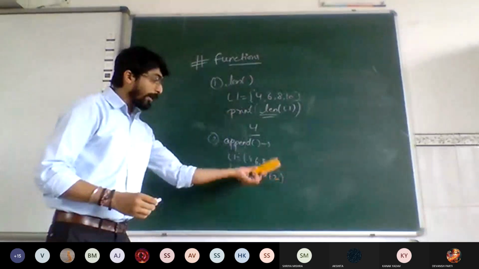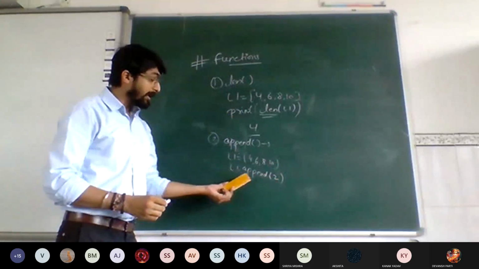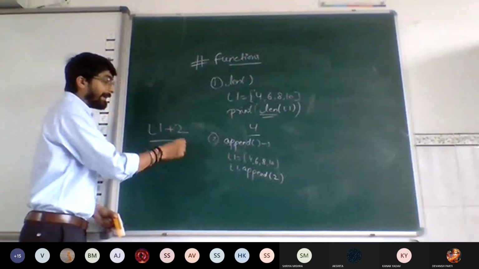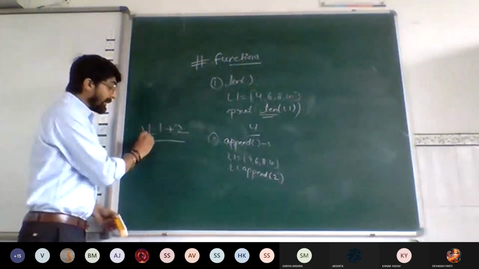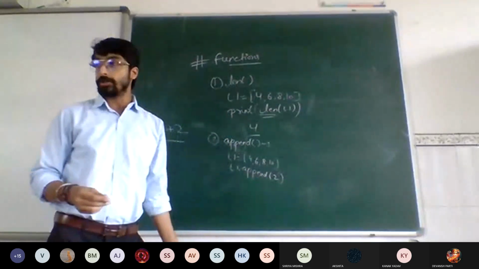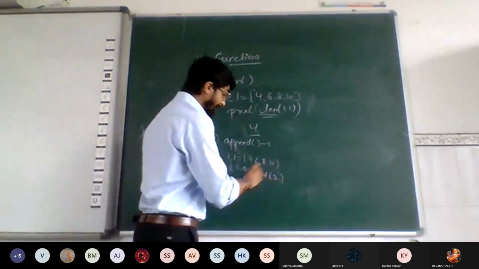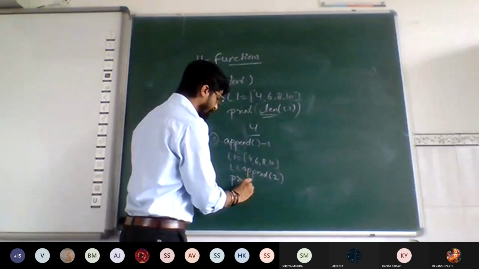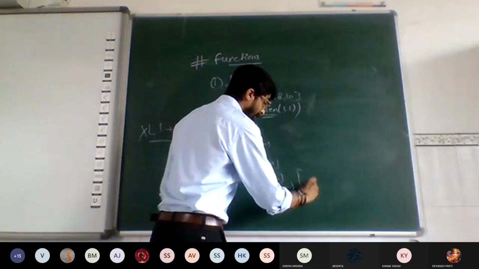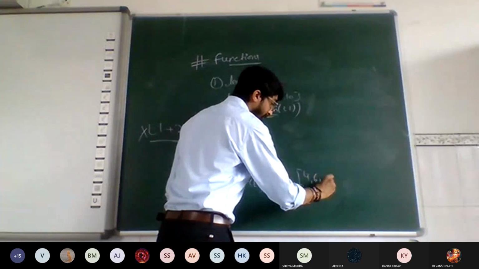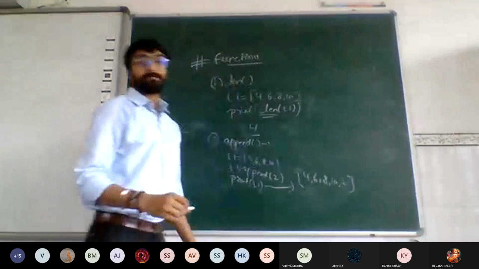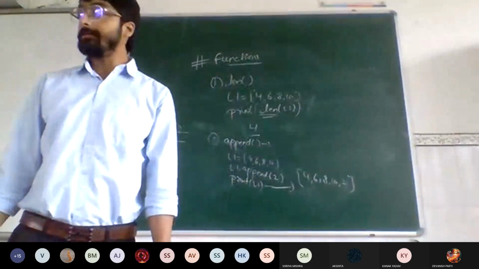So I want to insert 2 at the last position of this list, so I can use element dot append 2, because we are not allowed to add an element like this. This is illegal, but we can add a single element in a list by using this append function. So if I print this element after the append, it will be 4, 6, 8, 10, 2. Clear?